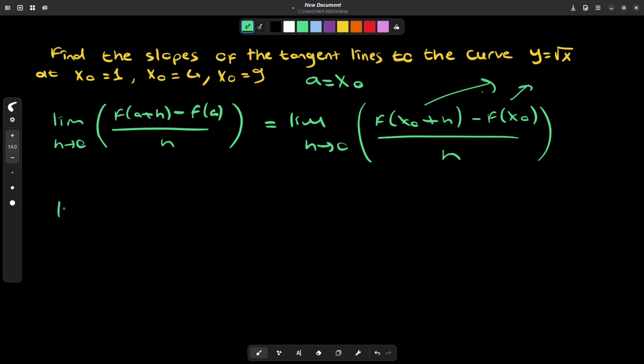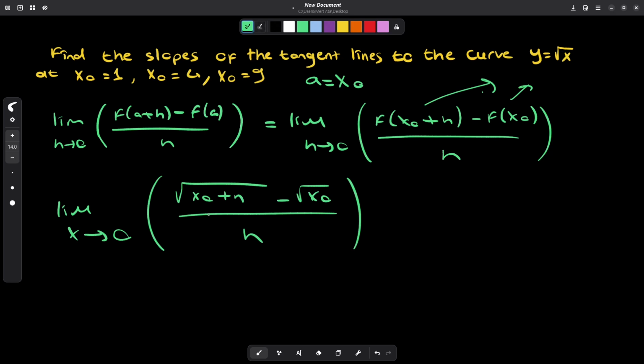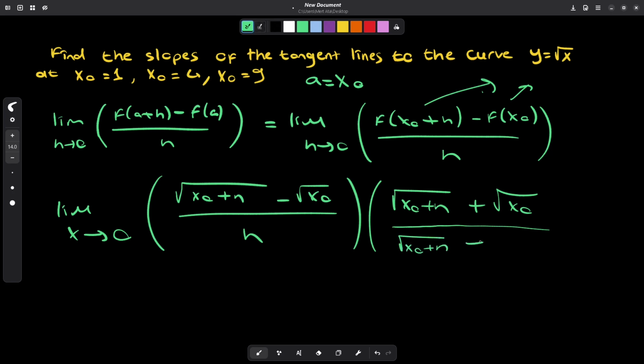Let's write these functions under the root now. Root of x0 plus h minus root x0, over h. We talked about how to solve these limits in the algebraic simplification video, so we will multiply this by the conjugate, the reverse sign of it. Now, this is h, not x. x0 plus h from here.